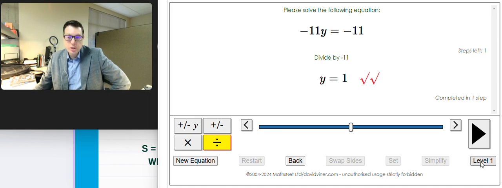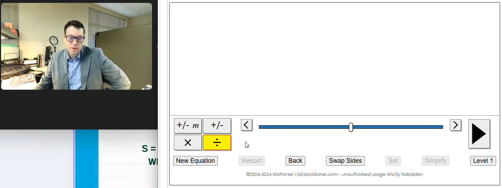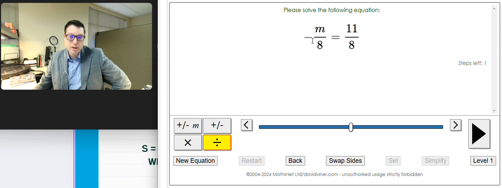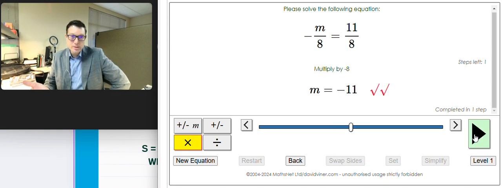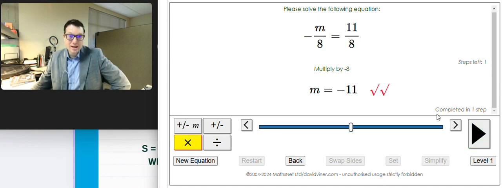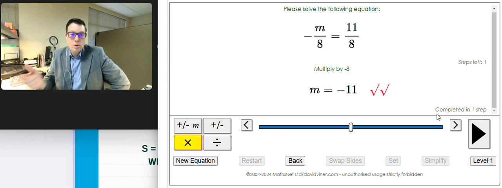So I've got a level 1 equation set up and I'm going to get a new equation. My first step is to recognize that it's negative m divided by 8. The step to solve this as a one-step equation is to multiply both sides by negative 8. I've chosen the multiply button, and then my slider will now let me, you can click this right here, yep. So we can click it over to multiply both sides by negative 8. There's my one step. I got double check marks that say that I got the solution correct. And, you know, I did it in one step.